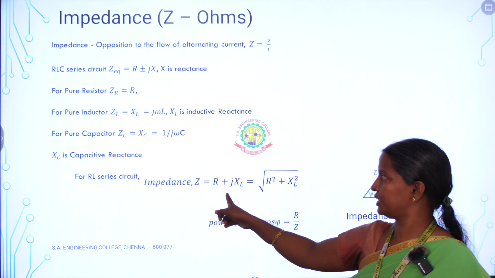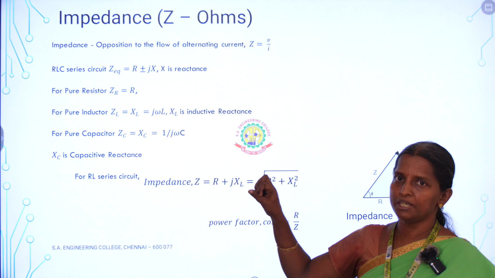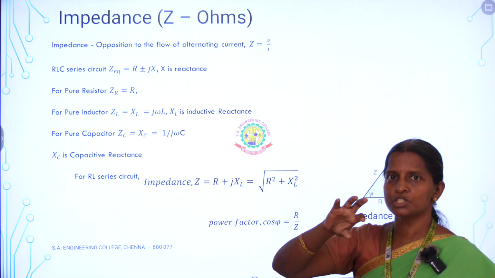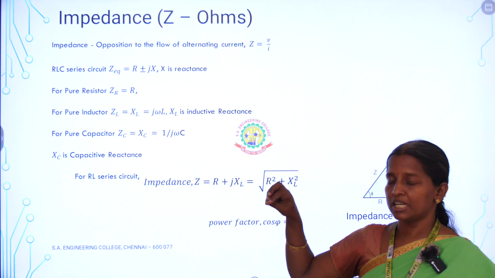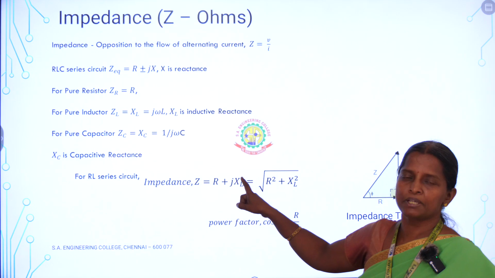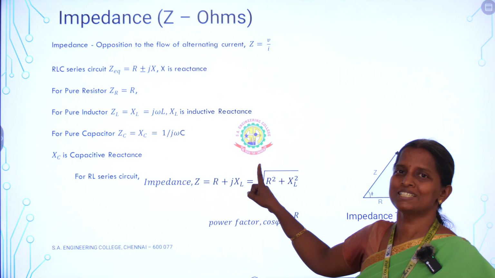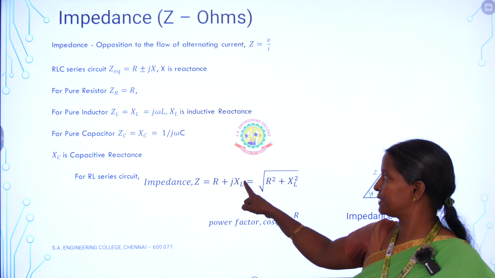For example, if you are taking an RL circuit, it consists of only a resistor and an inductor, which means the resistance value is R and the inductive reactance value is XL. So what do we have to put? R plus jXL, because in the case of an inductor it is R plus jX, and in the case of a capacitor it is R minus jX. So it is R plus jXL.